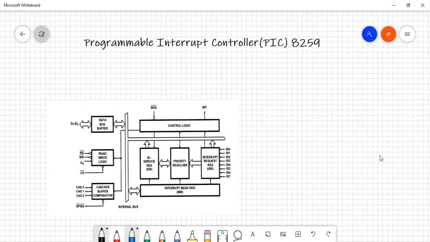Welcome back, guys. In this video we'll be discussing the programmable interrupt controller, PIC. The chip's number is 8259. As the name suggests, this is a chip that can be connected to your 8085 microprocessor. As the name suggests, it is for the interrupts, right? It's an interrupt controller which can be programmed.